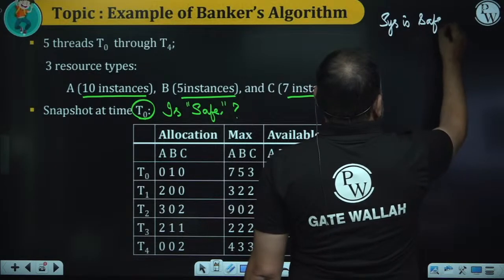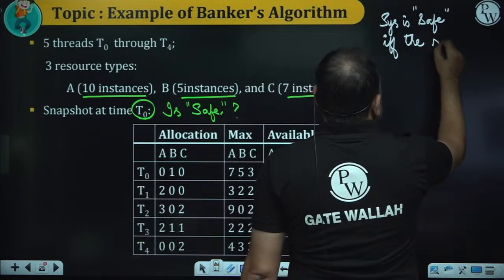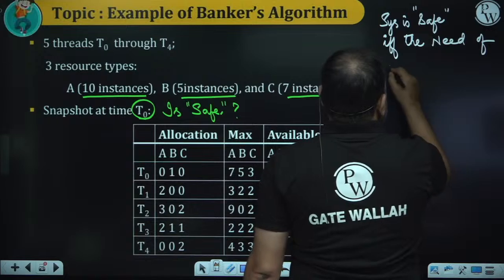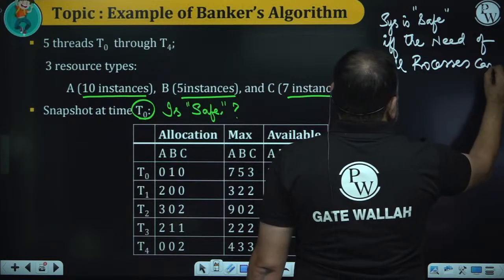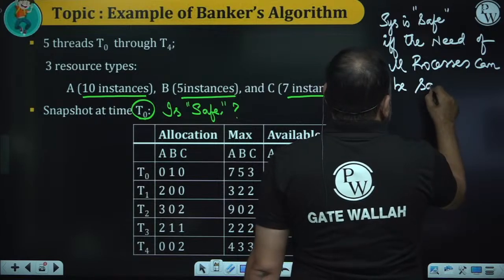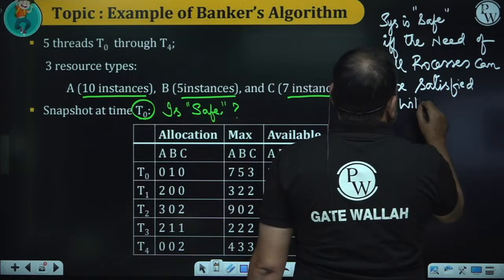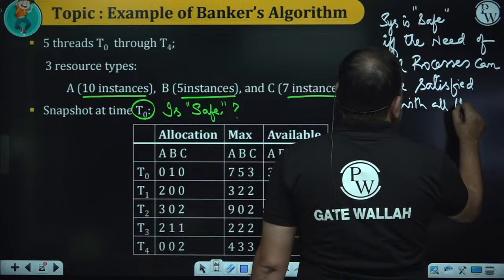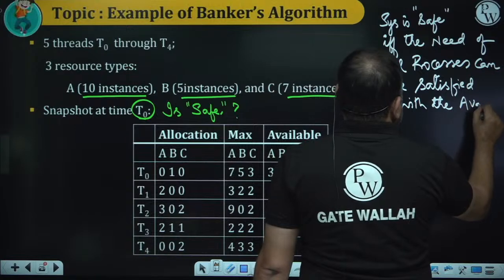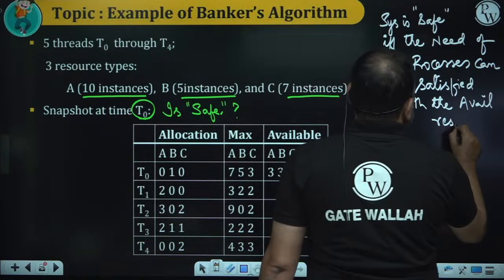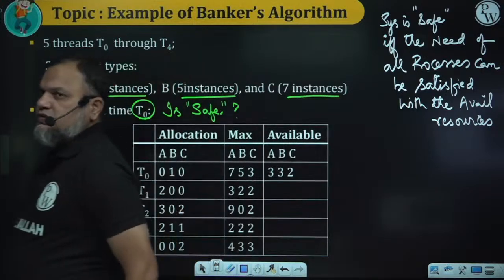System is said to be safe if and only if the need of all processes can be satisfied with the available resources. If the need of all processes can be satisfied with the available resources, then we say that the system is safe.